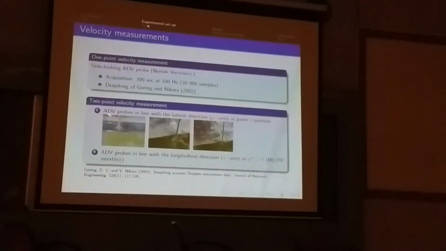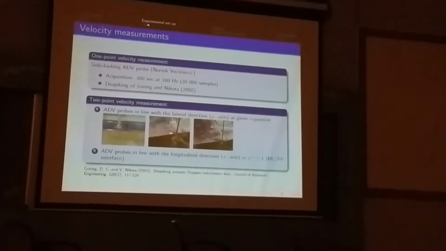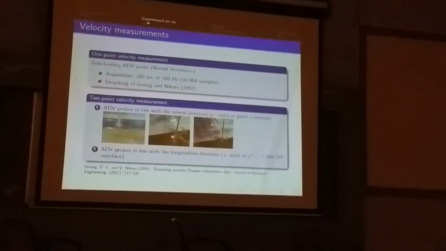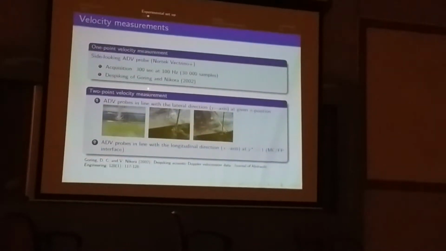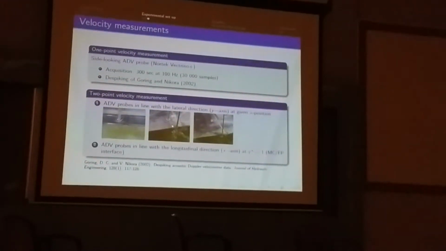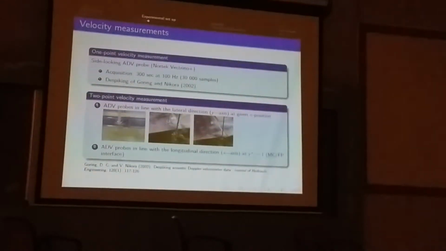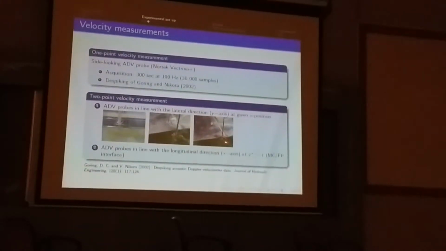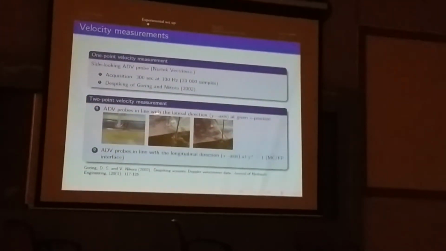In this case, the ADV probes are in line with the lateral direction. The first probe is fixed, measuring at the interface, and the other probe is going across the river. Okay, I am moving it. So this is the first, here a small distance, here a larger distance, and so on and so on. And this is the first flow configuration.